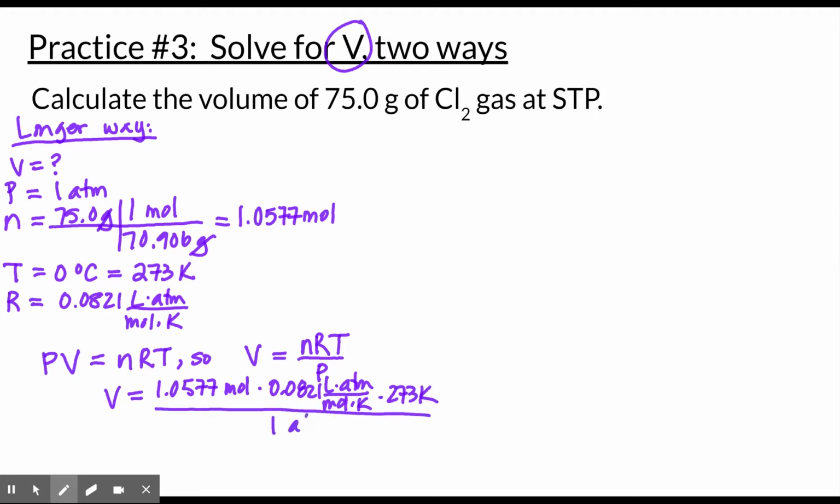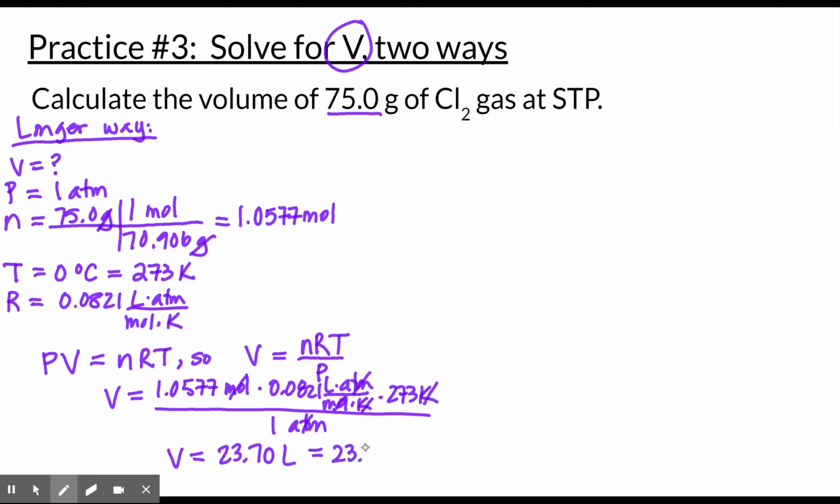So volume will be, in the calculator, 23.70 with a bunch of decimals after it. I did use 1 atm for my given pressure. However, that is a constant, a quantity that we use to solve. So let's use our measurement for our significant figures. That's going to be 3. Therefore, 23.7 liters is going to be my answer for the volume. So that's the longer way to solve for this problem.